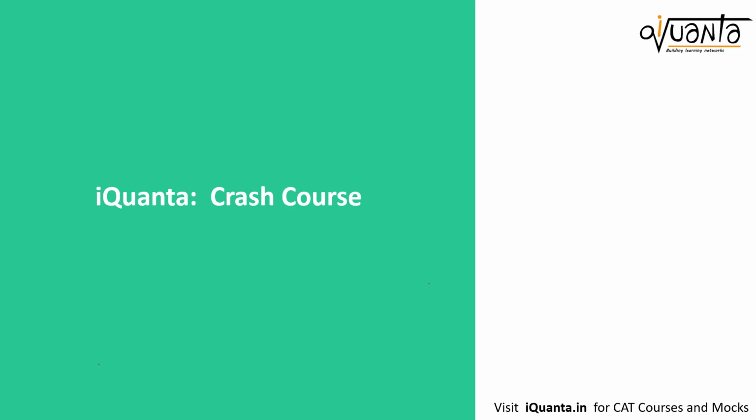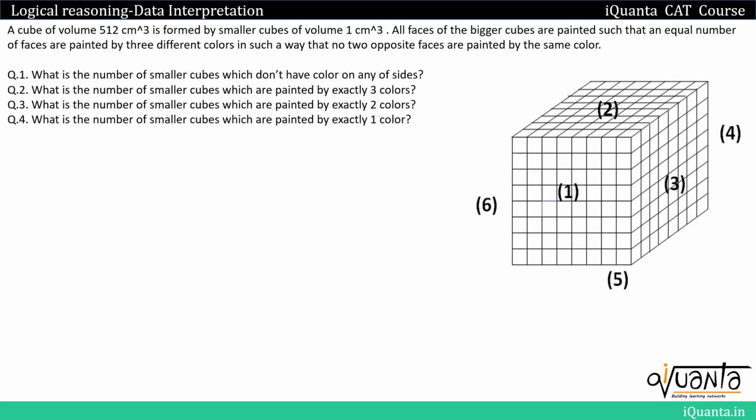Hello everyone, we'll try to solve a very good question on cubes. The question is, a cube of volume 512 cm cube is formed by smaller cubes of volume 1 cm cube. All faces of the bigger cube are painted such that an equal number of faces are painted by 3 different colors in such a way that no two opposite faces are painted by the same color.